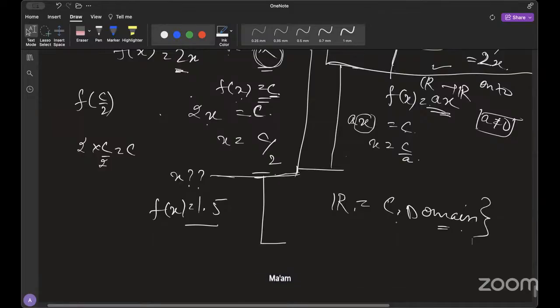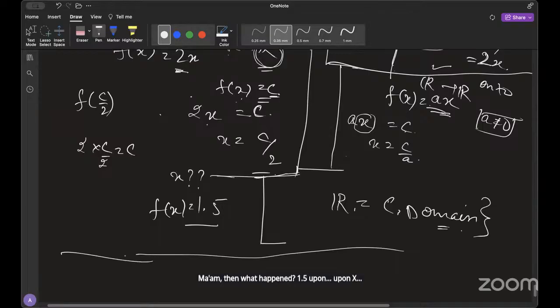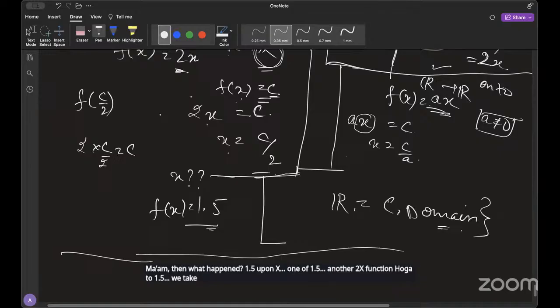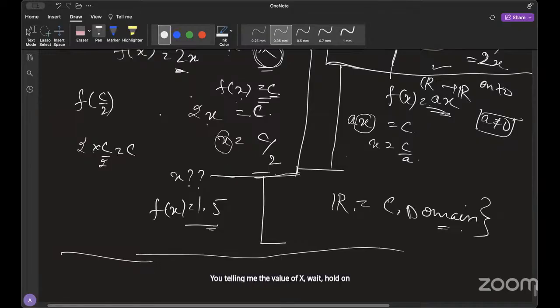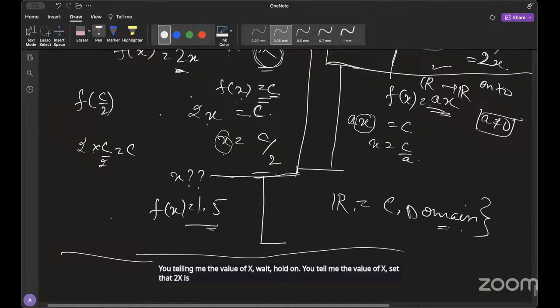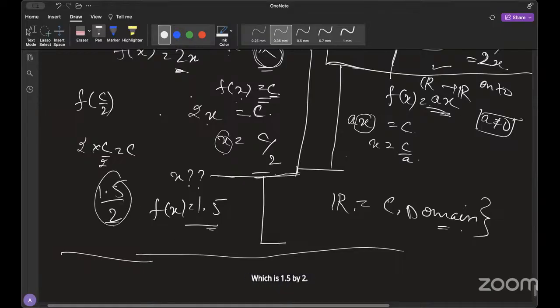Ma'am, then what happened? If it is the function 2x, we take just an arbitrary number 1.5. You tell me the value of x such that 2x is equal to 1.5. Ma'am, 0.75. Sorry, which is right? 1.5 by 2, right? This is the value. That's how you check onto, but you don't have to worry about that right now.